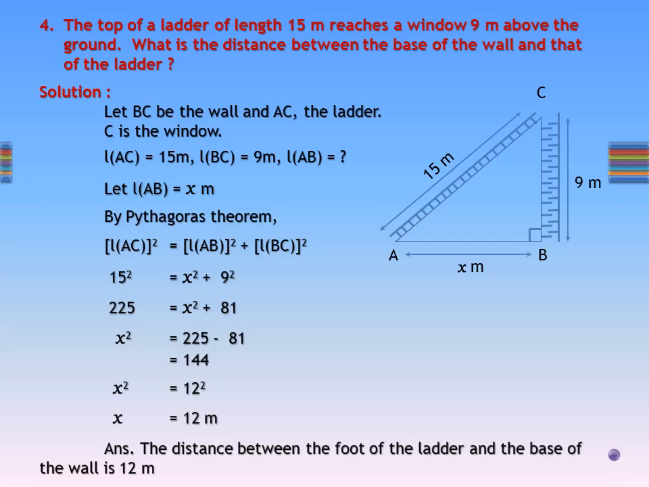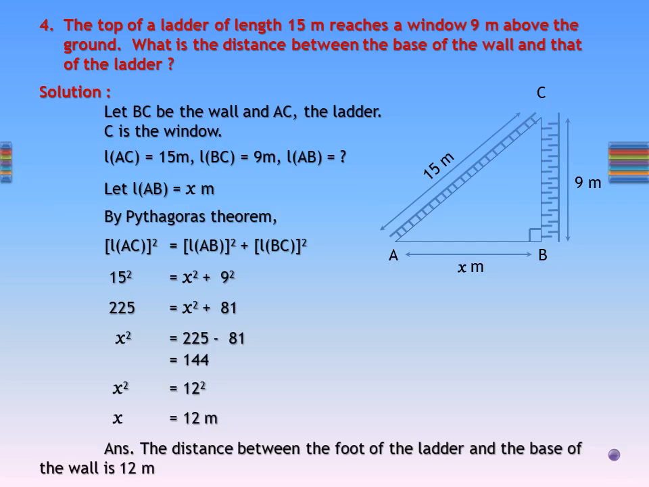Now let us substitute the values. AC equals 15, so we'll write 15 square. AB equals x, so we'll write x square. BC equals 9, so we'll write 9 square. So 15 square equals 9 square plus x square. We have to find x square. Now 15 square is 225. x square we'll write as it is. 9 square is 81. So therefore x square equals 225 minus 81, which comes to 144.